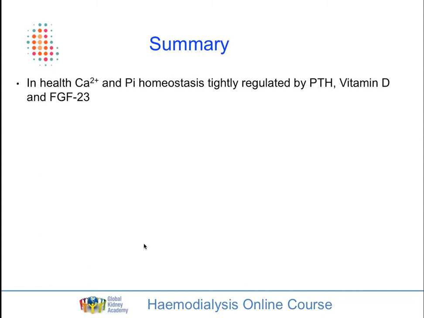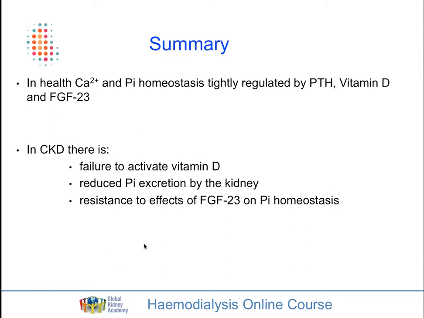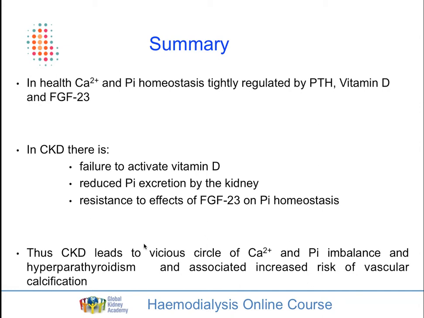So just to summarise, in health, calcium phosphate homeostasis is tightly regulated by PTH, vitamin D and FGF-23. And in CKD, there's ultimately a failure to activate vitamin D. You're unable to excrete phosphate by the kidney, and there's resistance to the effects of FGF-23 because you have less nephron mass, so the FGF-23 can't exert its phosphaturic effect, neither can the parathyroid hormone, and you get this vicious circle of hypercalcemia, hyperphosphatemia, and hyperparathyroidism, all of which, as we touched upon, may increase the risk of vascular calcification.